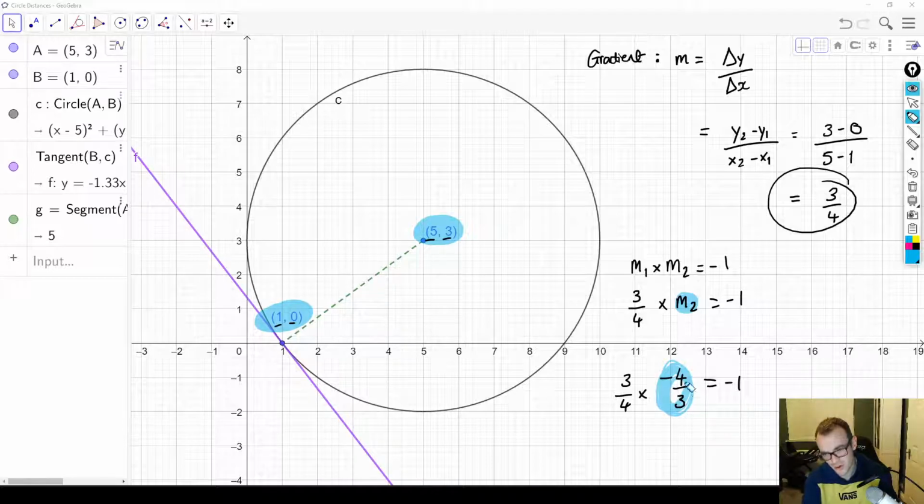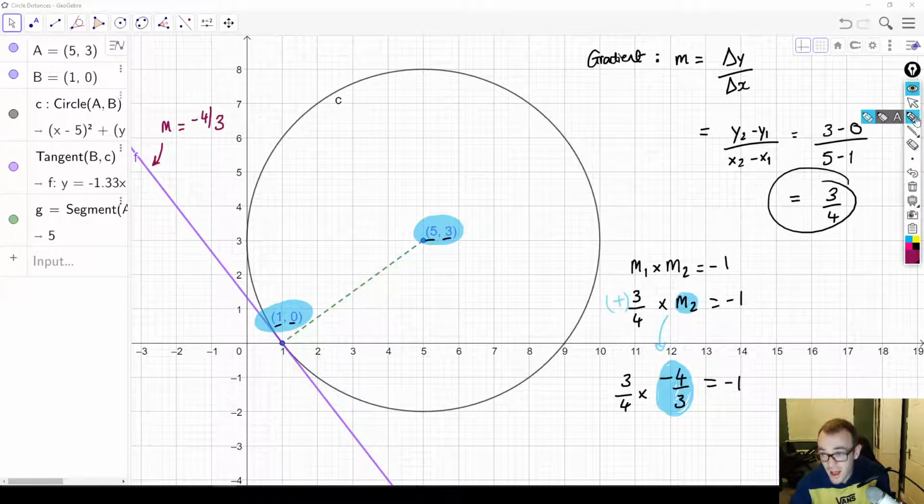Okay, so we talked about a shortcut before. I've basically just applied that shortcut there. So the shortcut was, if it's a fraction, flip it. And whatever the sign is, since this sign is technically positive, change the sign as well, and that'll do it. There we go. So we've got the gradient of this line here. The gradient of this is -4/3.